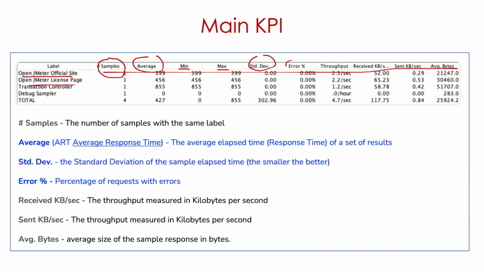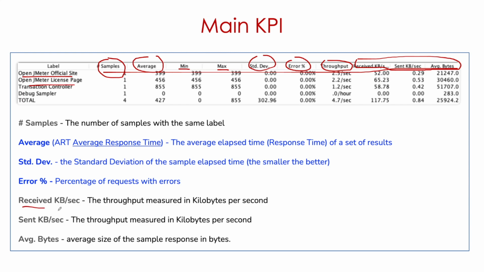Okay, and we have error percentage. Yeah, obviously that's the percentage of the requests with errors. And we have throughput. This one I'll show you in the next slide. And we have received KB per second, sent KB per second, and average bytes. Yeah, that's another point of view about the throughput. They are talking about the package size.